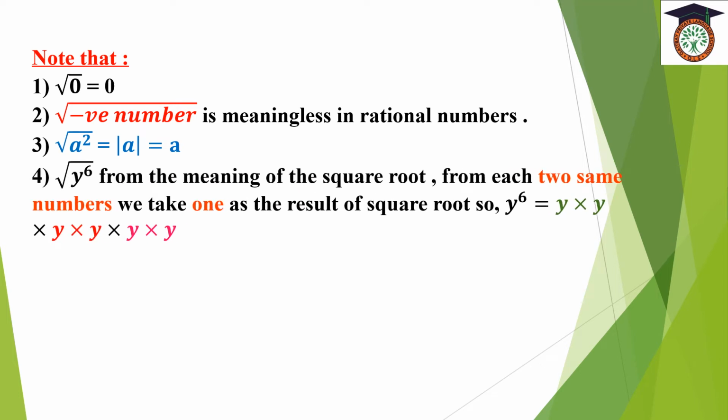Number 4, the square root of y power 6. From the meaning of the square root, from each two same numbers we take one as the result of square root. So y power 6 equals y times y times y times y times y times y. So we have y 6 times, and from each two y I will take only one. So we will have the square root of y power 6 equals y power 3.